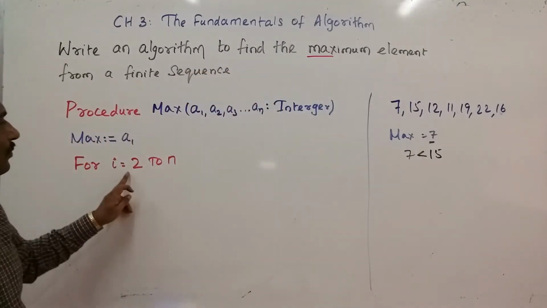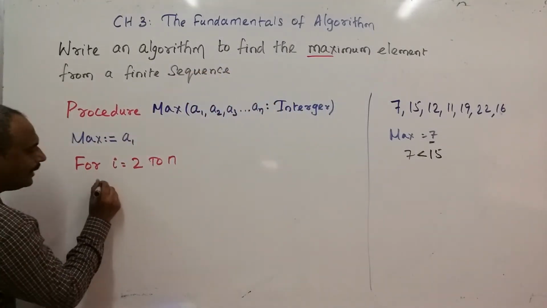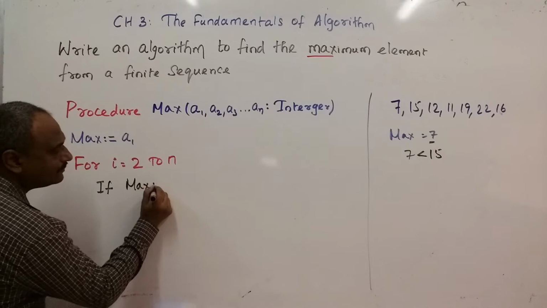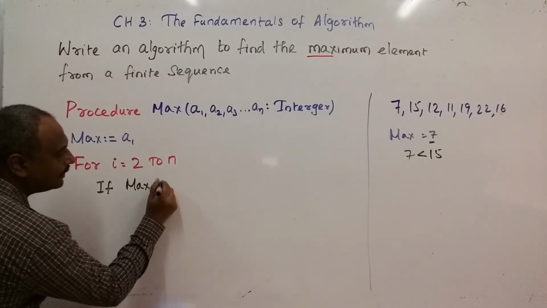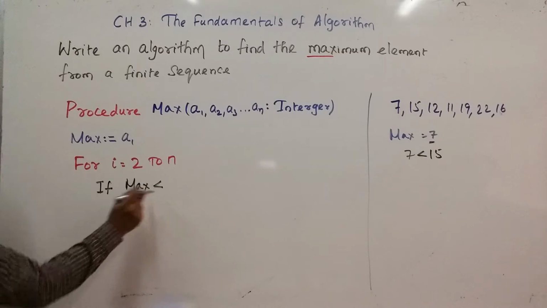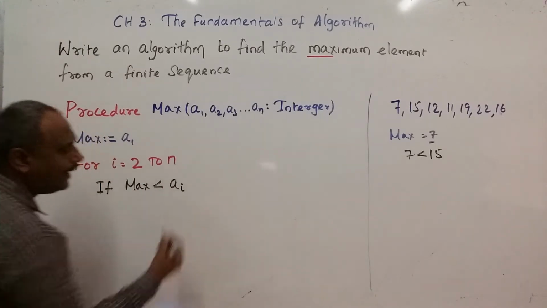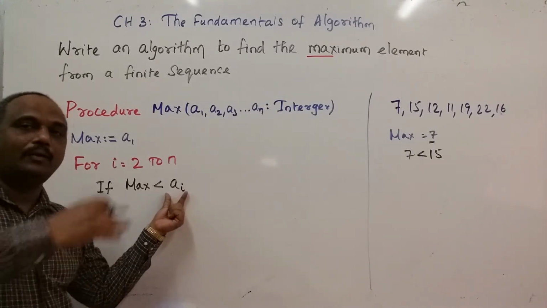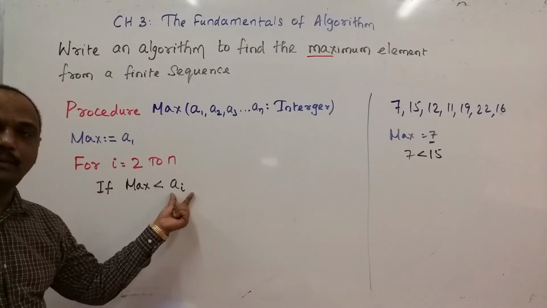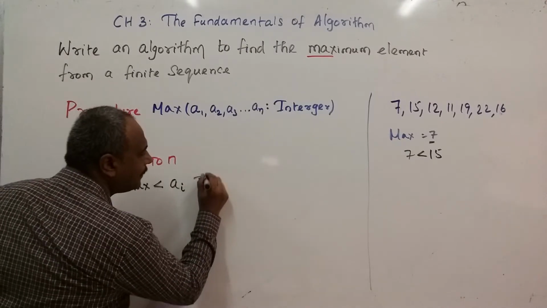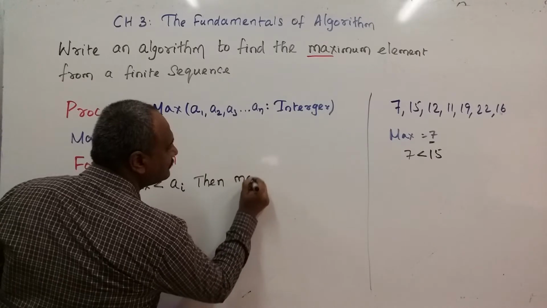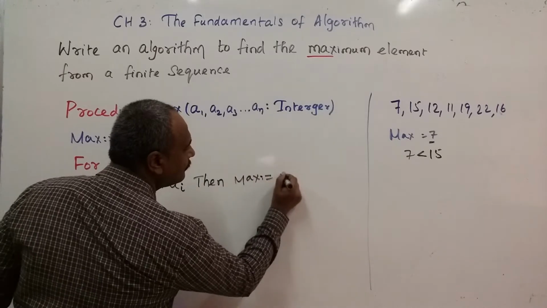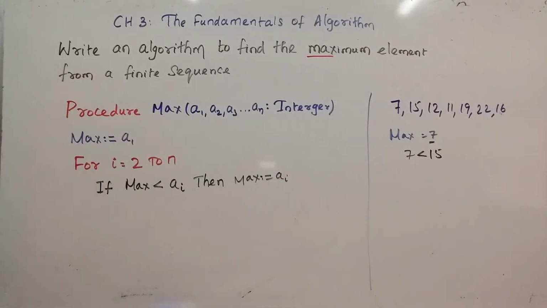So for i equal to 2 to n, I am going to check if max is less than ai. That means max is the small number and ai is becoming the big number. That means this is the maximum number. I am going to interchange this, then I am going to make max equal ai.